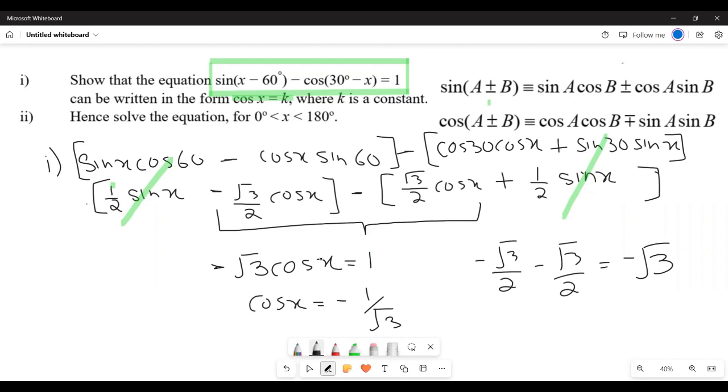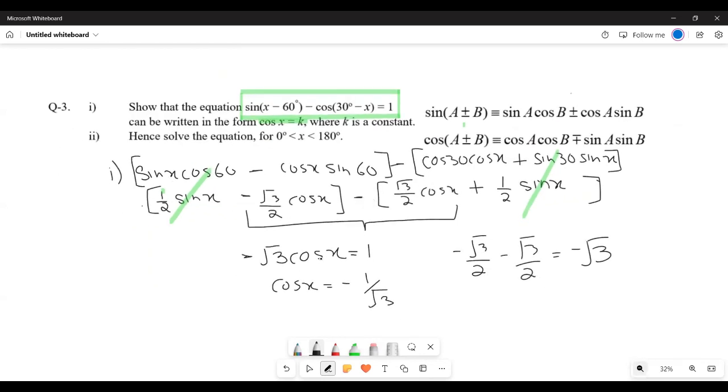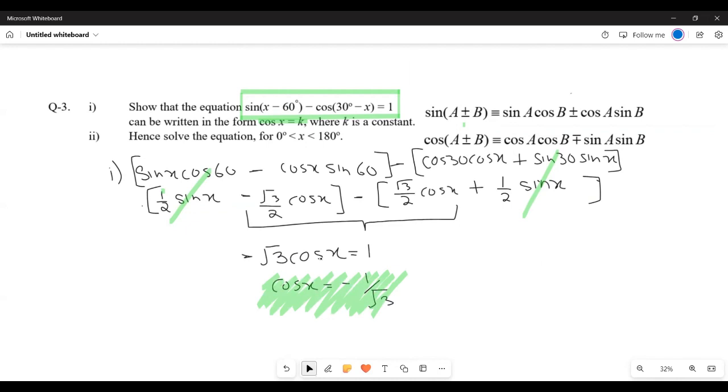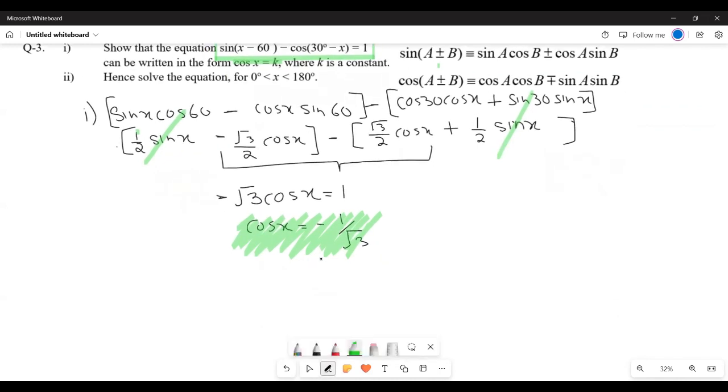Part 2 says, hence solve the equation for 0 to 180 degrees. Hence means we have to use the answer we got in the previous part, which is this. So basically, we're just going to solve this equation in the given domain. So we're solving cos x equals minus 1 over root 3 between 0 to 180 degrees.